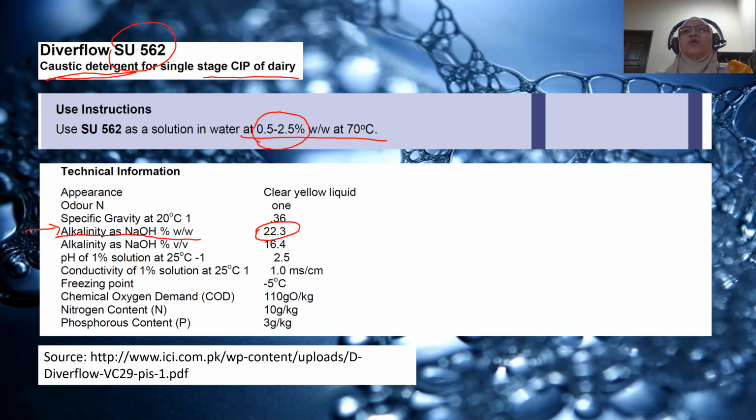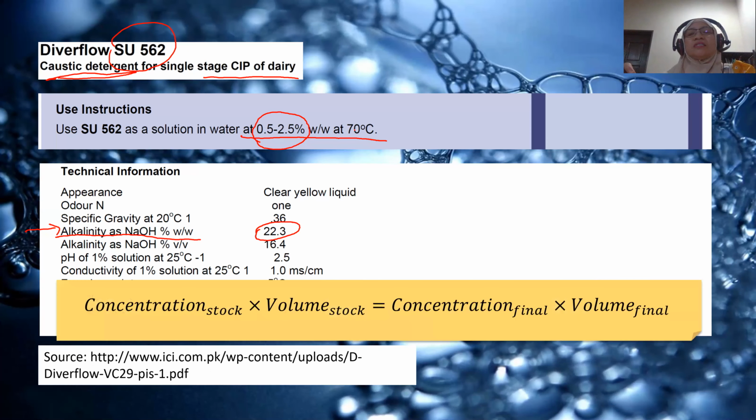Okay, so how to calculate this? Basically, you have two concentration pieces of information. One is the concentrated information, and the other one is the concentration of the dilution that you need to prepare. This is what we call a stock dilution, and you can use this equation. Okay, so let's look at the example.